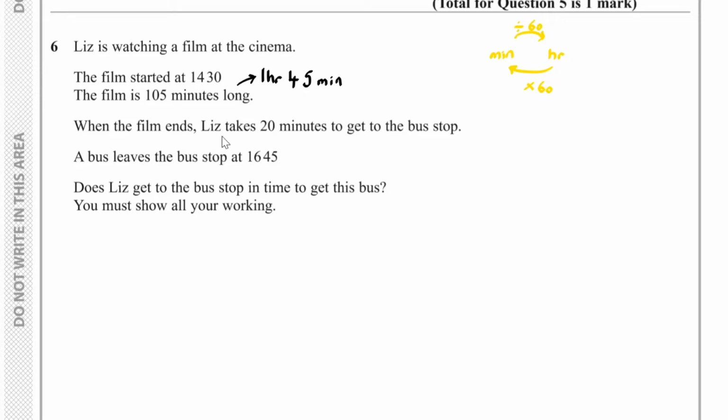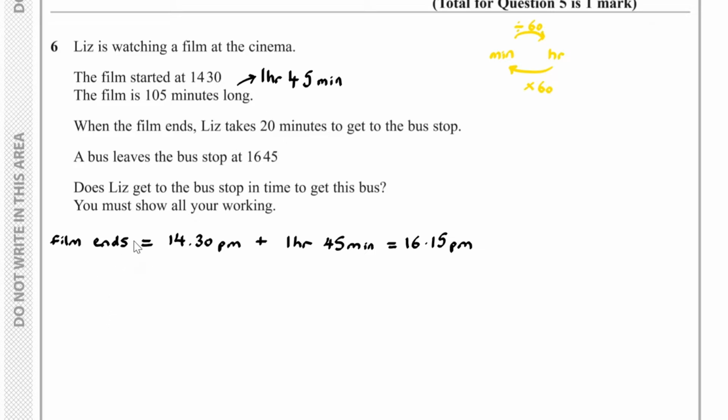And once the film ends, she takes 20 minutes to get to the bus stop. So, first of all, let's see what time the film ends. So the film ends, we've got 14:30 plus this 1 hour, 45 minutes. So it turns out here, the film ends at 16:15, and then she walks to the bus stop.